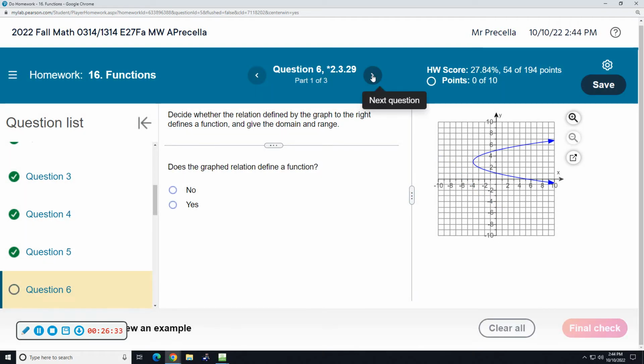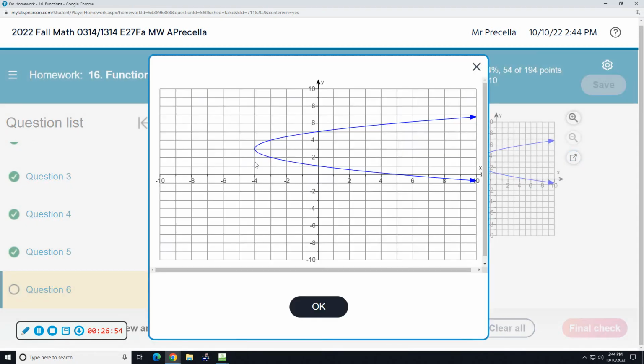Let's see. Decide whether the relation defined by the graph to the right defines a function, and then give the domain and range. Let me see. That graph, I'm going to blow it up to answer the... Oh, gosh. Okay, I don't think I can get such a good graph, so I'm not going to try to draw it. Okay, I think the is it a function part should be pretty fast.